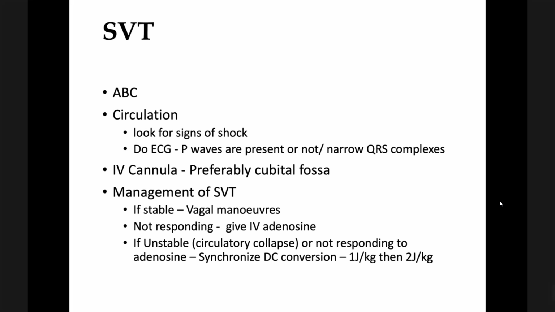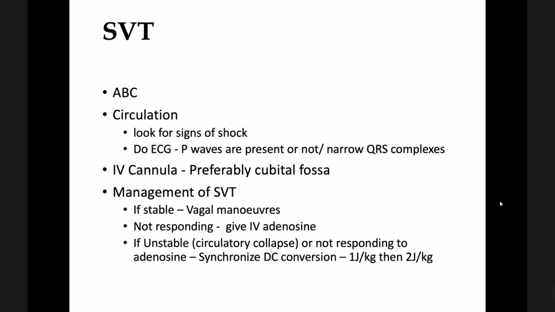If the patient is unstable, that is, the patient is having some circulatory collapse, he's in shock, blood pressure unrecordable, or you have given adenosine to the cubital fossa and the heart rate doesn't come down, then you need to do synchronized DC conversion, right?